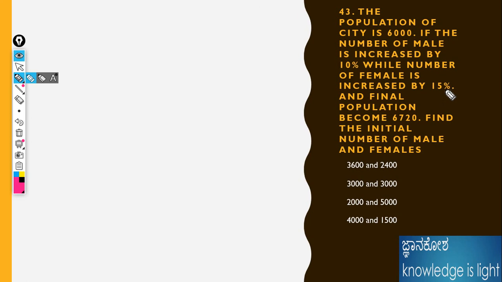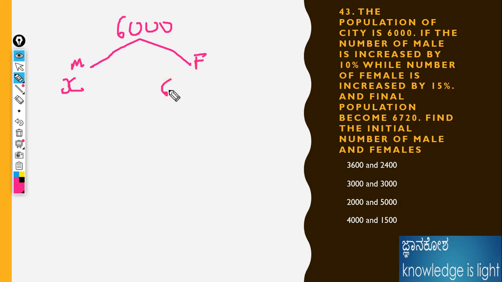Okay, the population problem was already discussed in the first part as well. I will discuss it here as well with the shortcuts. The population of the city is 6,000 initially. If the number of males is increased by 10%, I don't know the number, it is not given. Then X is the male. This is the female. Then the female should be the remaining of those 6,000 minus X.